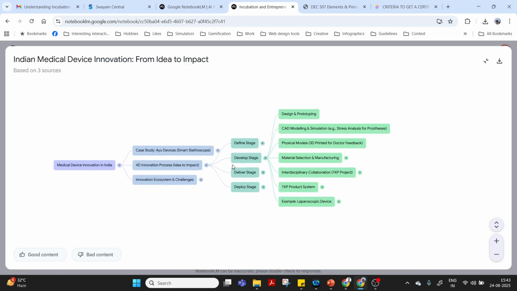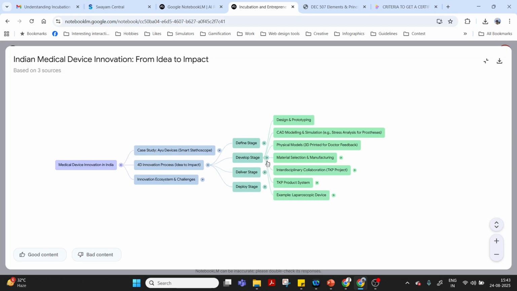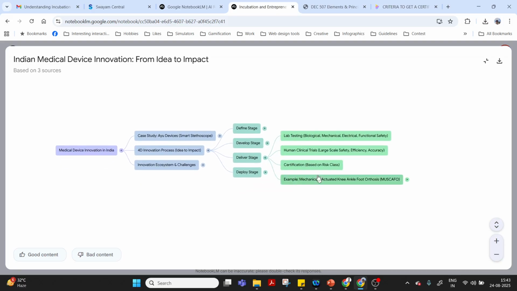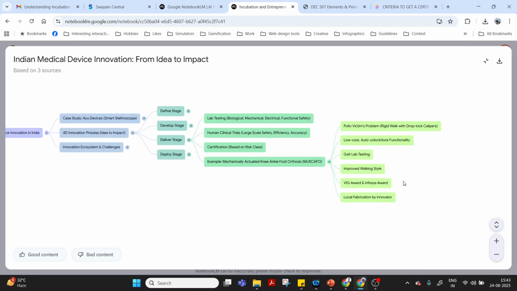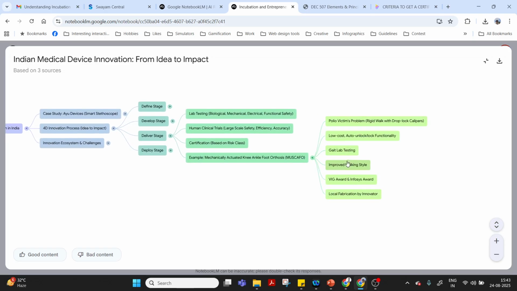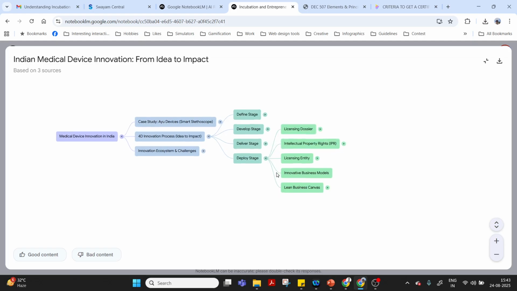Then comes the develop stage, and you see how it starts. It starts with concepts, sketches, basic mock-ups, then 3D printing, and finally reaching the final and critical stages. Then you've got the deliver stage: lab testing, clinical trial, certification, and all the different aspects, the testing, the award, everything. It requires a lot of investment of time, money, and effort. But once you reach there, it is all worth it. And then comes your deploy stage. Deploy is where you first do the IPR and licensing, and then you try to build a business around it.